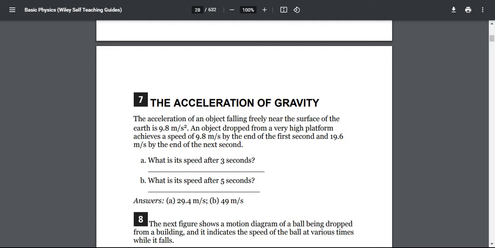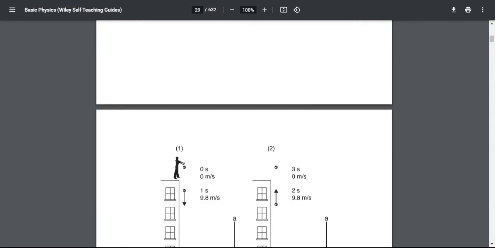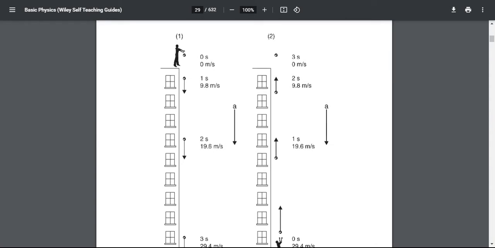For example, at 0 seconds, the ball speed is 0 m/s. At 1 second, the ball speed is 9.8 m/s, because for each second that passes, the ball's speed increases by 9.8. For the second second, the ball speed is 9.8 times 2, which is 19.6 m/s, as you can see here. And for the third second, the ball speed is 9.8 times 3, which is 29.4 m/s.